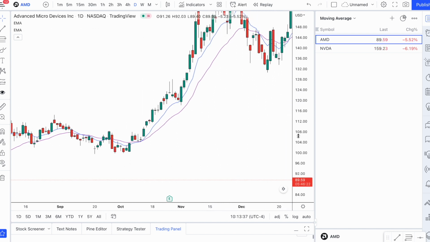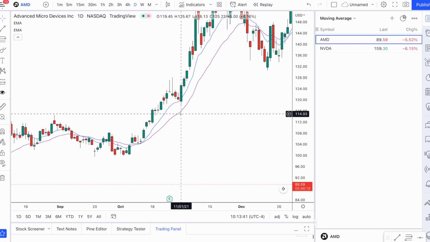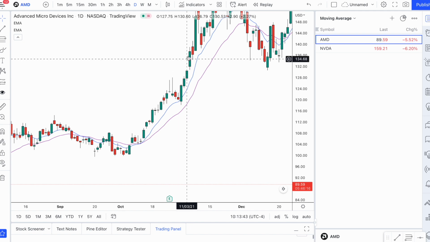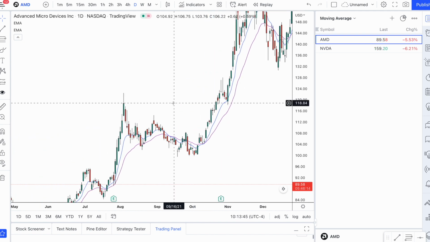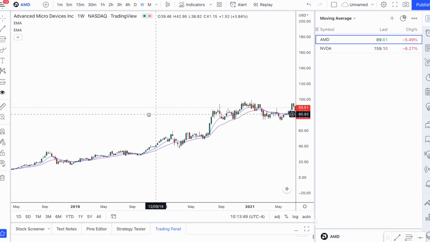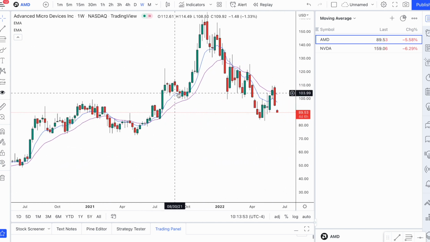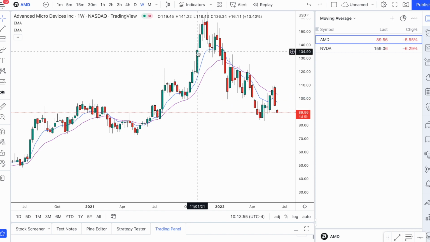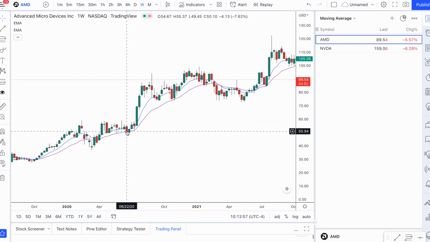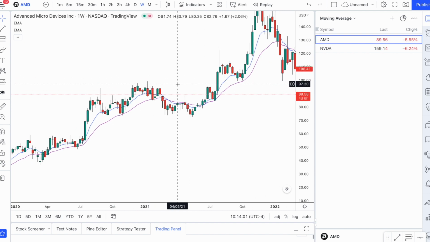So something you could do is wait for a pullback to the 9 EMA, buy there, maybe put a stop below the 20 EMA, and then target the highs or even higher than that. You can go back, we can even look on the weekly time frame. Zoom out here, perfect bounce right down to the 9 and 20 EMA, and then higher again right here, right here, right here. There's a lot of different examples I can show you.